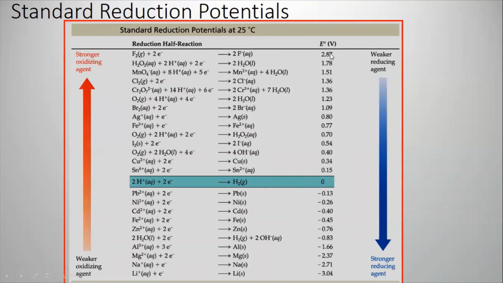The cathode is going to be the more positive one. And as you go down, you can compare any values here and you can tell the more positive is going to be the cathode compartment. The less positive is going to be the anode compartment.